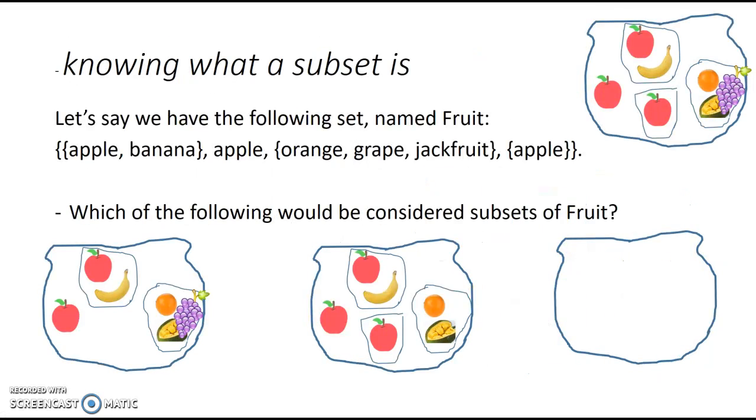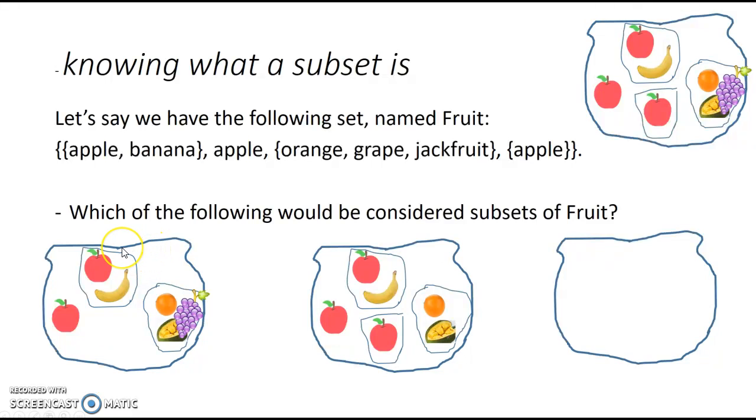So what's a subset? A subset is a set itself, and the way to tell whether some set is a subset of another set is to check every element of the proposed subset and see if every element is also one of the elements in the overall set. So for example, let's say we're checking all three of these to see if they're subsets of this bigger set right here, this set fruit.